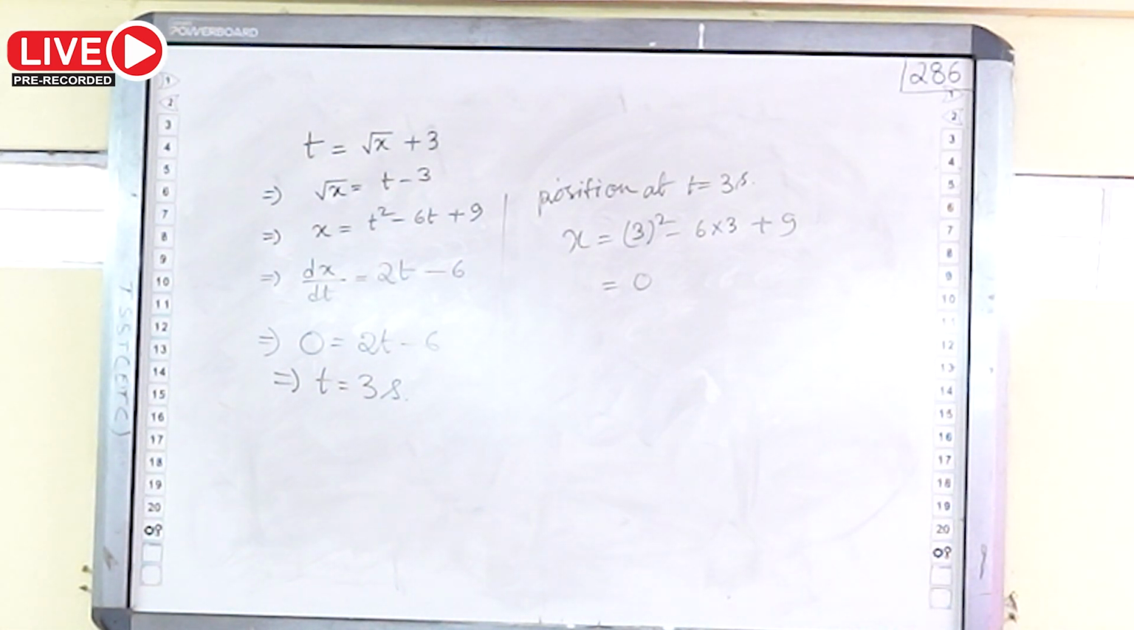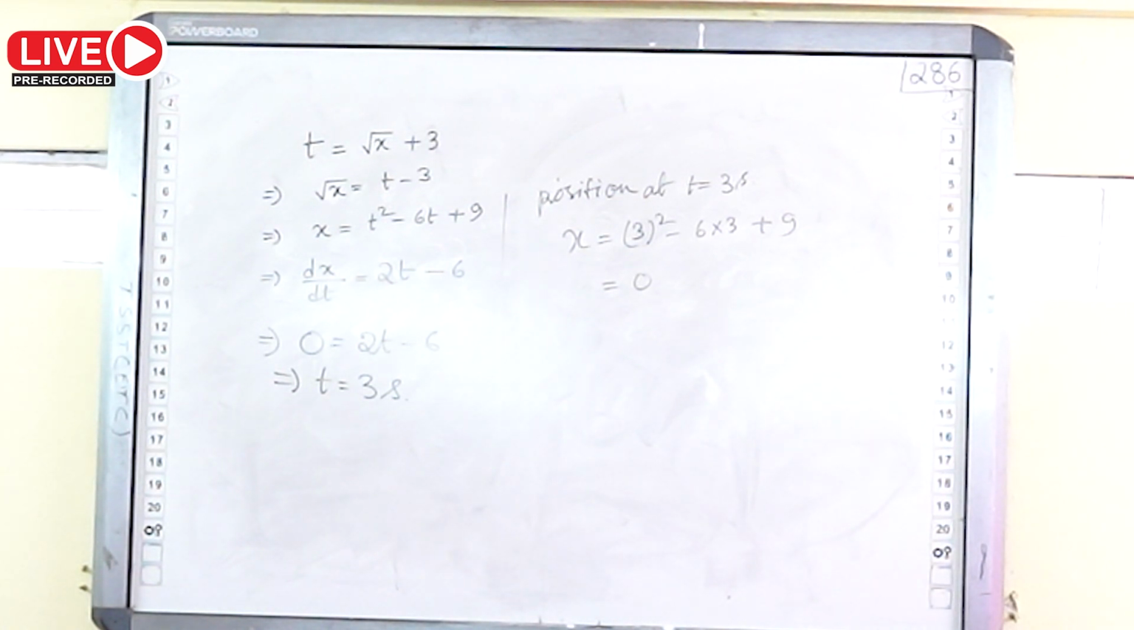So first, what is given? t is given as a function of x. So that's why first we convert this to write x as a function of time. So the equation comes x equal to t square minus 6t plus 9. Then for calculation of the instantaneous velocity, we calculate the derivative dx/dt. It is giving us 2t minus 6. Now it is given that we have to find the position of the particle when its instantaneous velocity is 0.